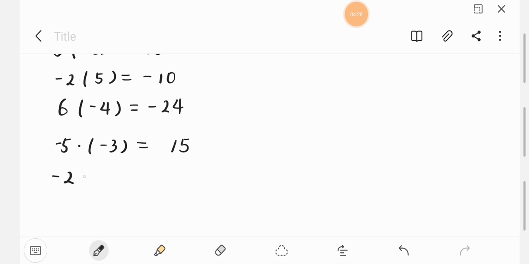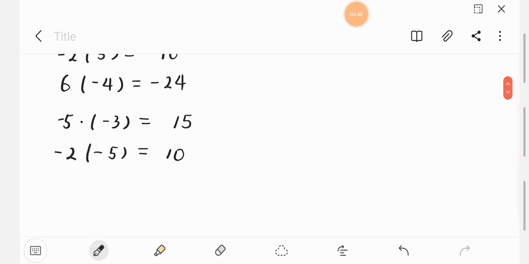How about negative 2 times negative 5? These two numbers are negative. You are multiplying these two numbers, so the result is positive 10. Let's try another one. Negative 6 times negative 4. Negative times negative is positive, isn't it? Positive 24.